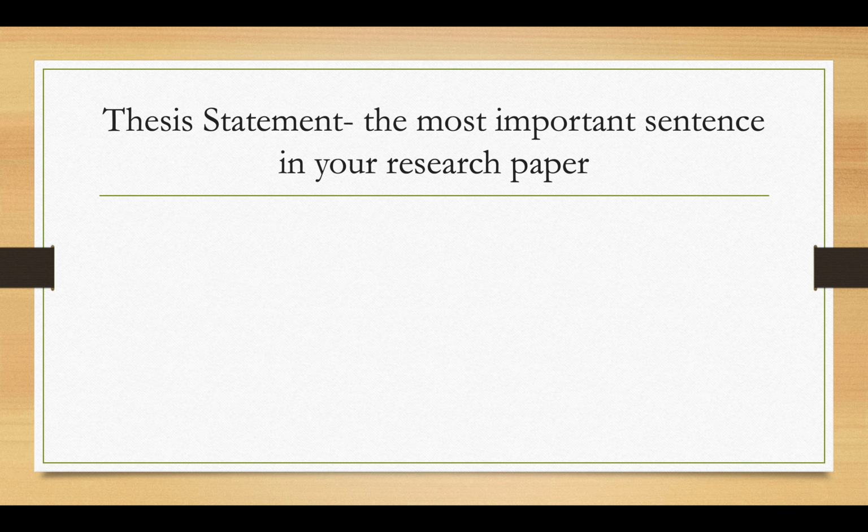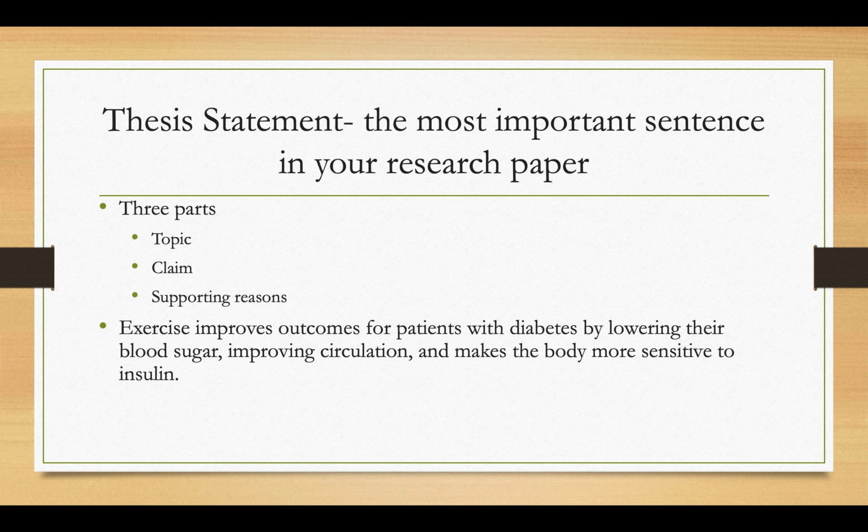Your thesis statement is the most important sentence in your research paper. It is your argument and the reasons behind your argument. So it has 3 parts: your topic, your claim, and your supporting reasons. If you just have a topic, then you don't have a research paper, you have a report or an encyclopedia entry. You need to have that claim there. You need to have your argument in order to make it a research paper.